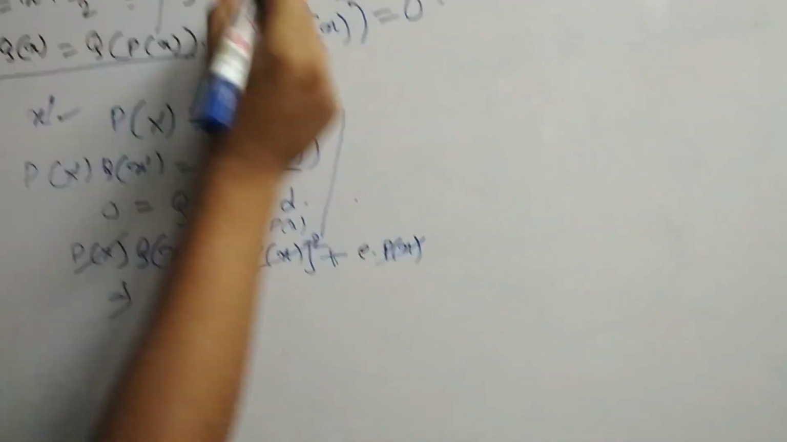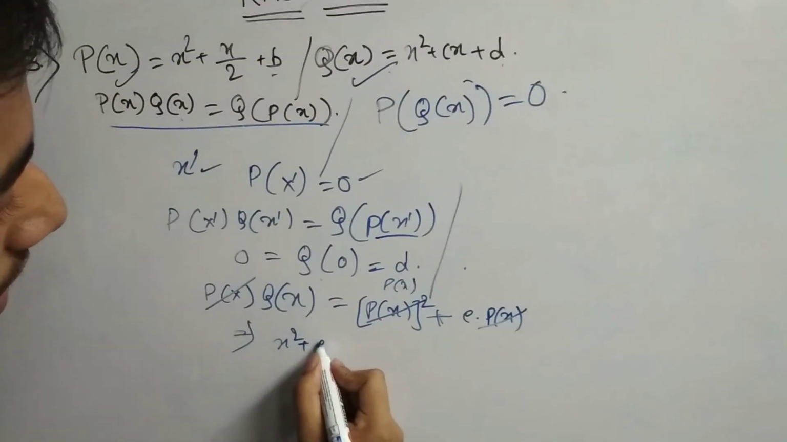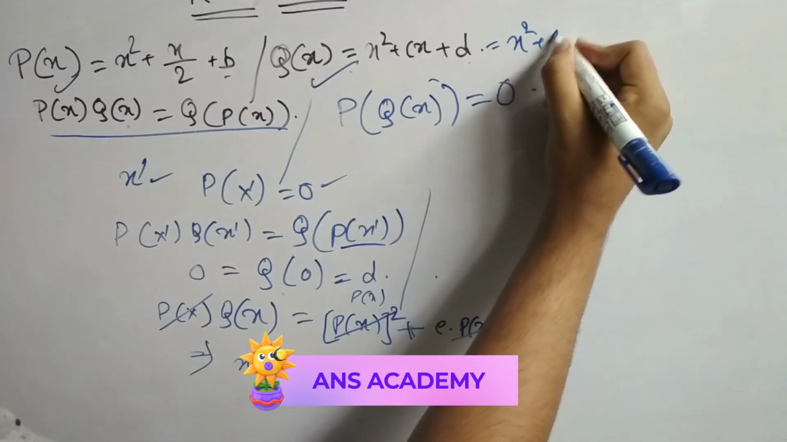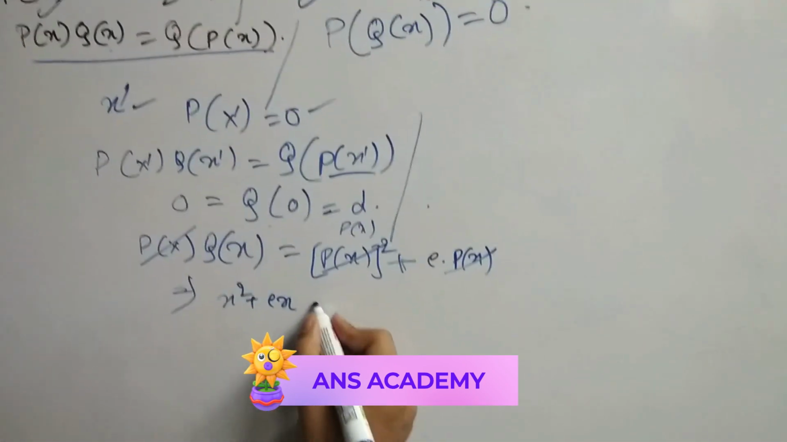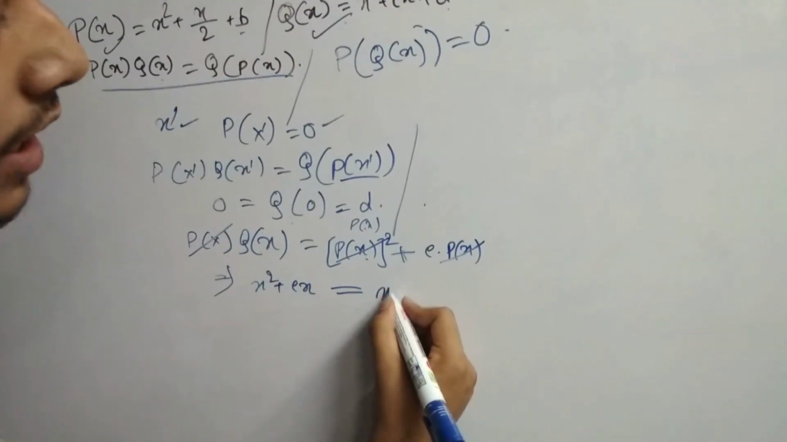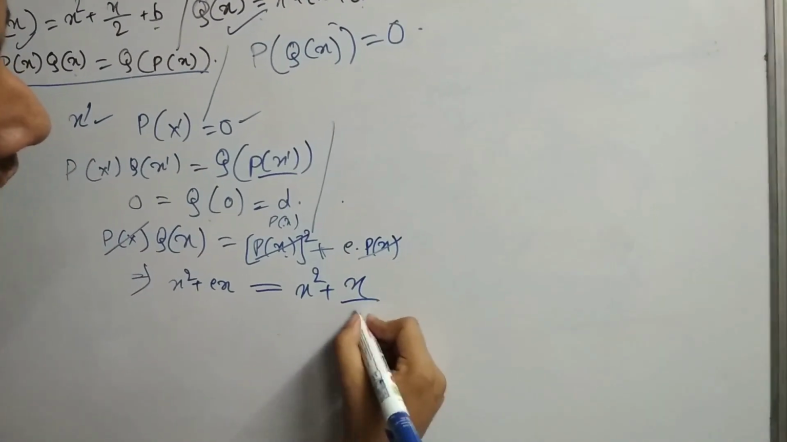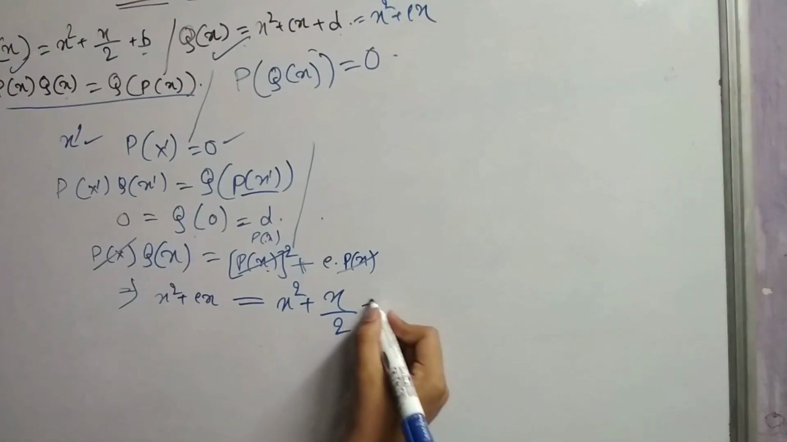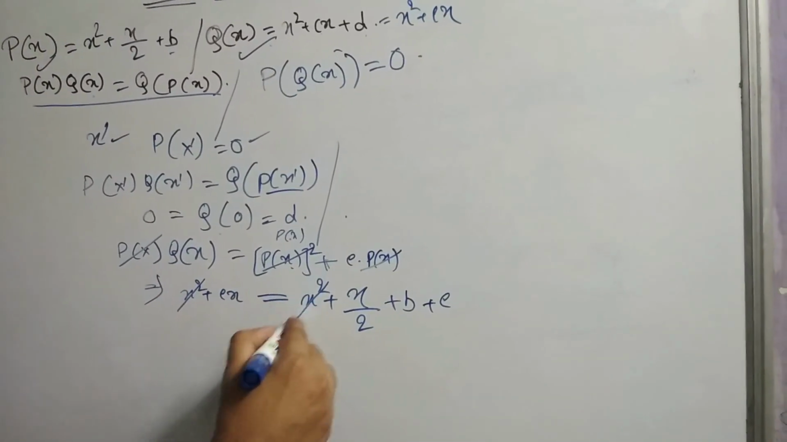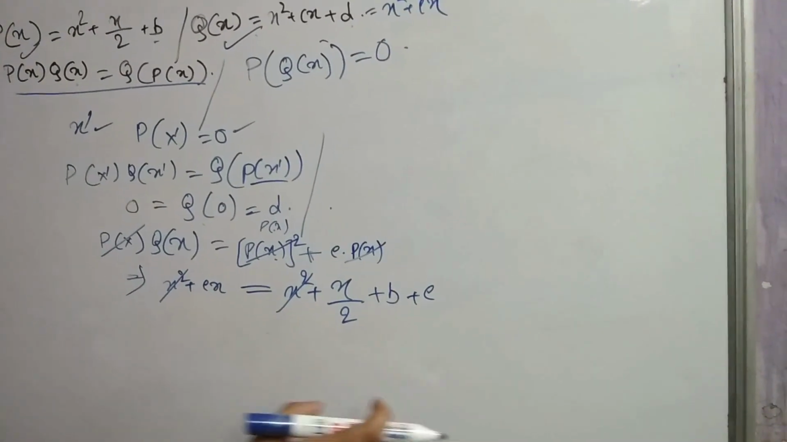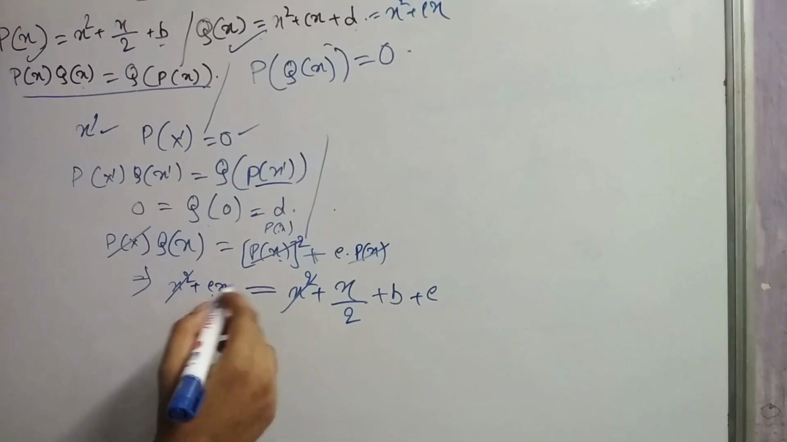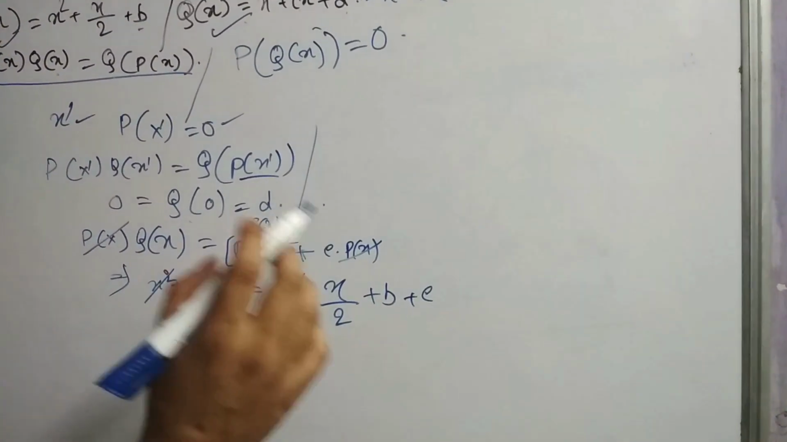So we have Q(x), let us put the value x squared plus cx, and d is 0, so remember this is actually x squared plus cx. We have x squared plus cx equals, there is P(x) left, so P(x) is x squared plus x by 2 plus b plus c. So these are the two expressions. We can cancel x squared from both sides, and we will be left with an identity. Since this is an identity, it holds for all values of x, and that's why we can say that the corresponding coefficients must be equal.